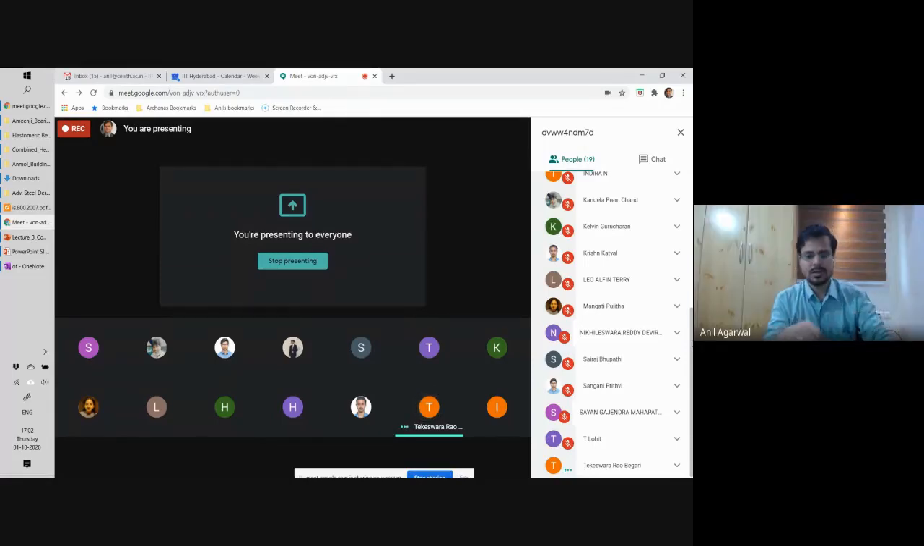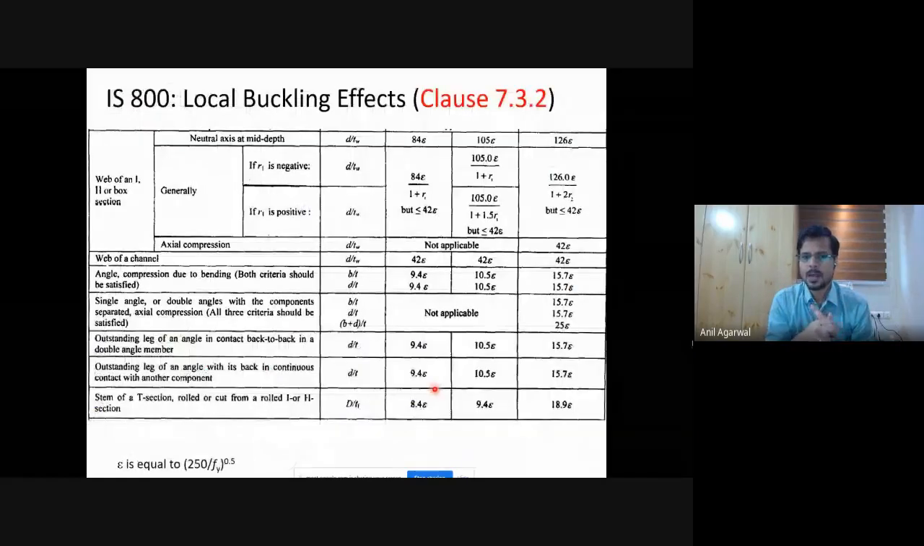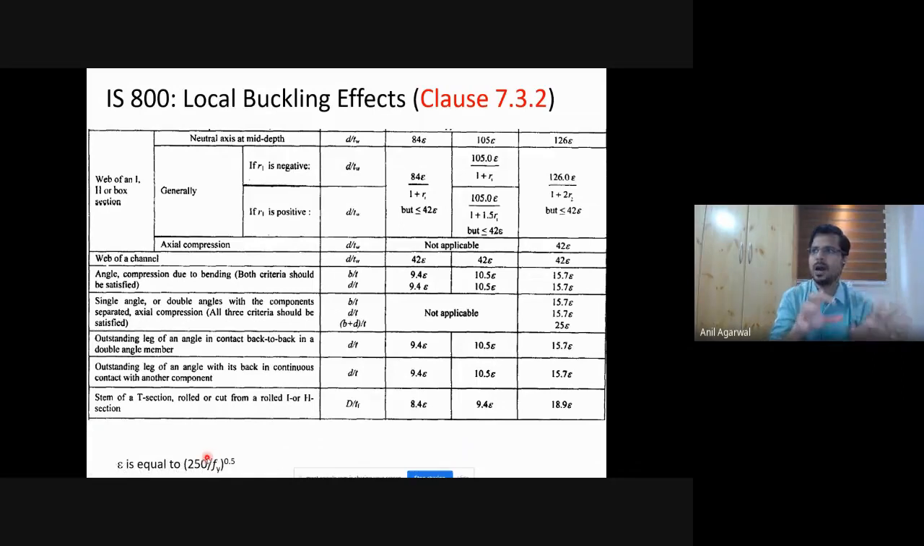See, the answers are all there. Why is that epsilon sitting there? And why does the expression for epsilon have 250 already hard-coded into it? So 250 corresponds to 250 MPa steel, right? For 250 steel, you don't have to do anything. Epsilon is 1. But for other steels, you need to change that. And if you have a higher strength steel, then epsilon becomes smaller. That means your B by T limits become smaller, or D by T limits become smaller.